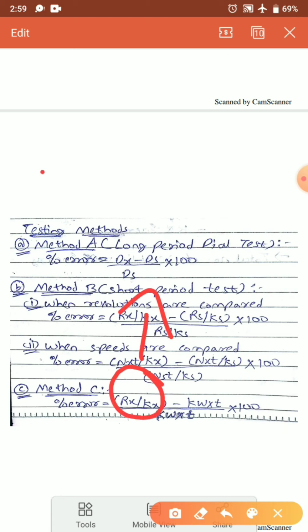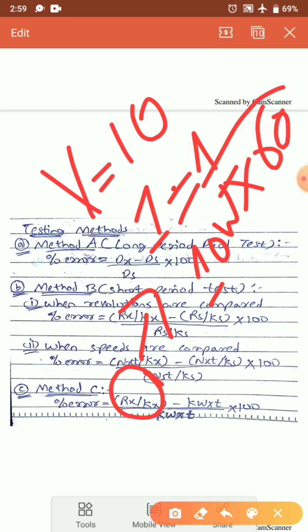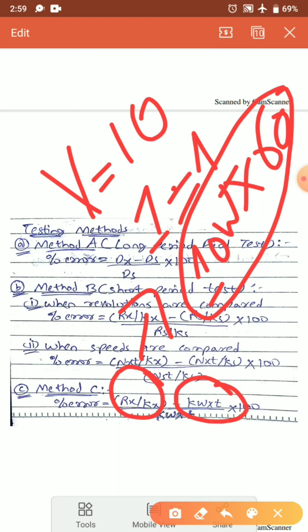Then for the indicating instrument, for example, the voltage value was 10 and the current value was 1, so it means that 10 watts of power was used. So for example, if it is for 60 seconds, we multiply by 60, and we get the energy. Therefore kilowatt into time gives the energy that was recorded. Now T is nothing but the time period for which this test was conducted.